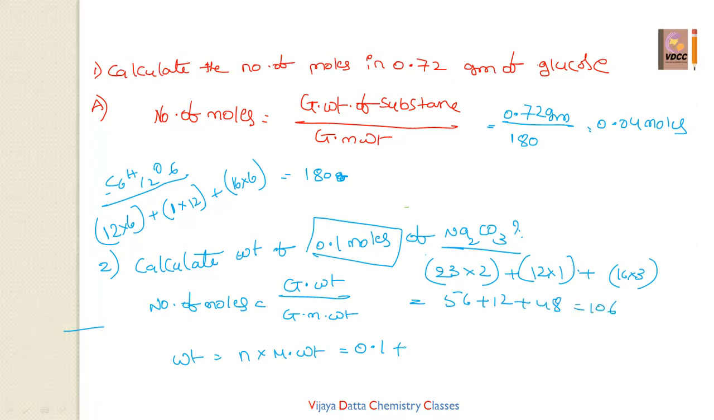So 0.1 moles into 106. This will give the answer: 10.6 grams of the substance will be present in 0.1 mole of Na2CO3. So the mole concept helped us to calculate how many moles are there, how many molecules, how many atoms, and gram atoms also. Okay, let us see one more problem here.